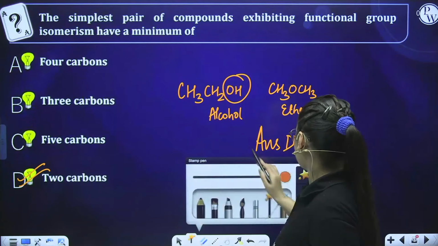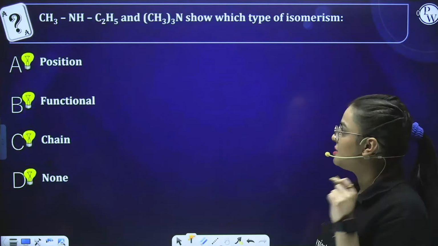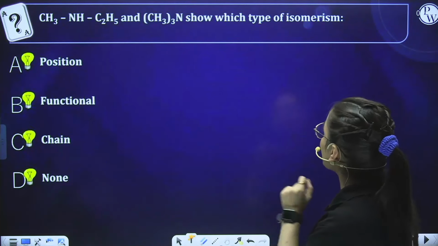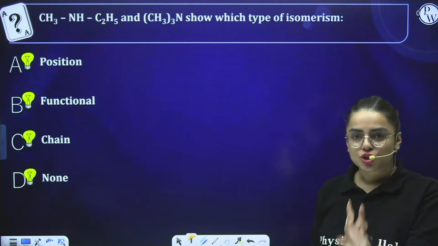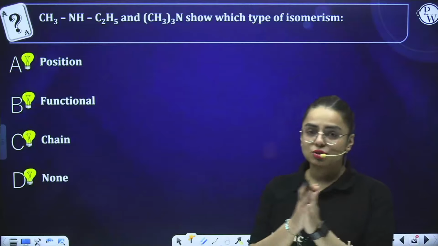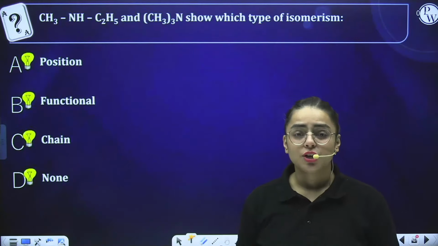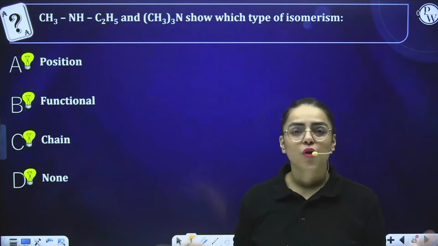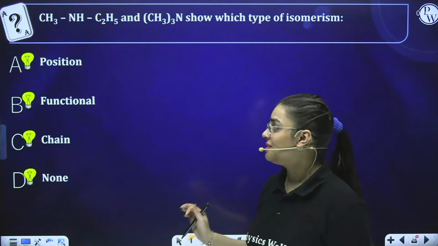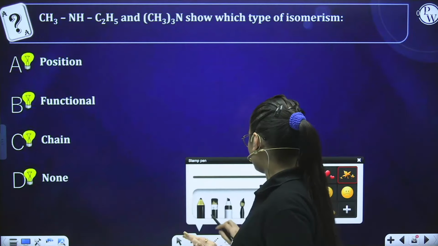Now students, moving forward towards our next question, that is CH3NHC2H5 and (CH3)3N show which type of isomerism? A is position, B is functional, C is chain, and D is none of them. See, position isomer is the one in which the position is different, of a side chain, of a double bond, of a functional group, or of a multiple bond. So none of these cases are present over here, hence it can't be position isomer. It can't be position isomer. I'm very sorry for this.